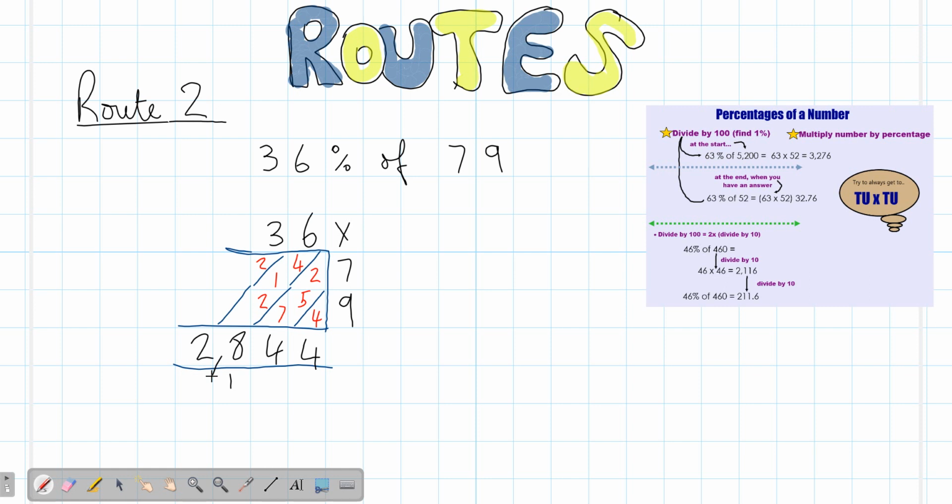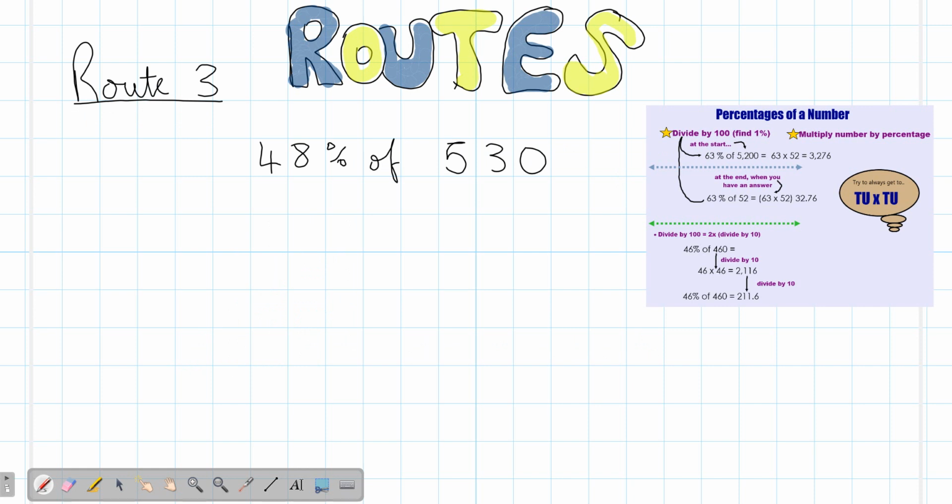Because 2,844 is certainly not 36% of 79. So 2,844 we now need to divide by 100. And we move it 2 spaces to the right. That will give us 28.44. So 36% of 79 is 28.44.